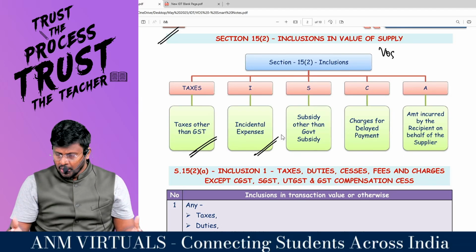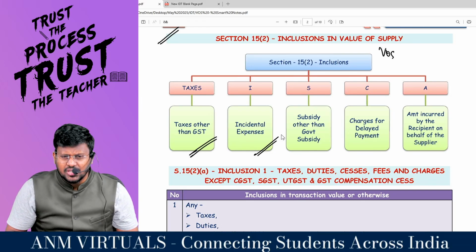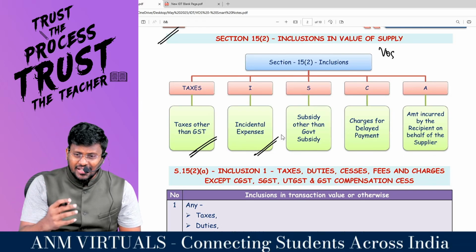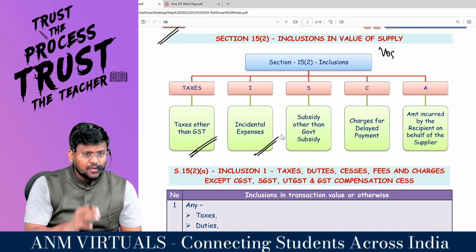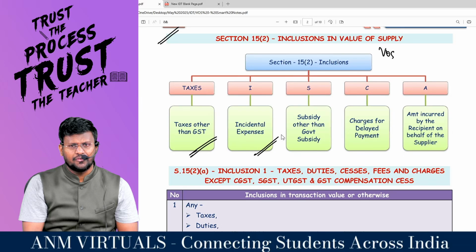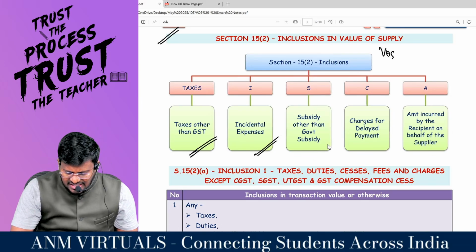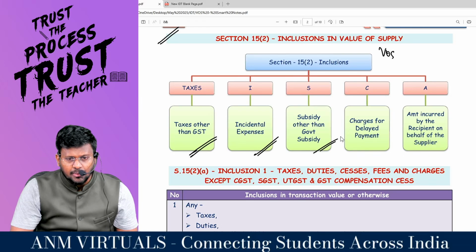Yes, sir. So, my dear lovable students, indirectly I am providing a composite supply. So, what Section 15 subsection 2 is saying is that any incidental expenses you have incurred should be included in the value of supply, and subsidy other than government subsidy.